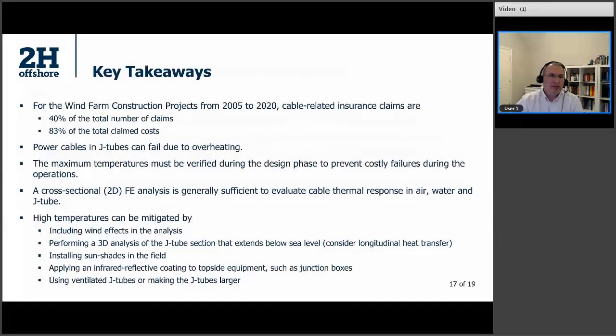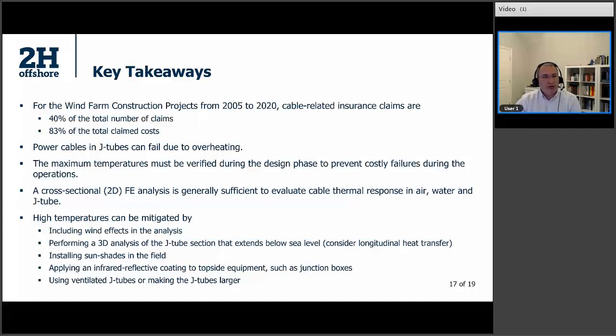So when we look at the key takeaways, if you start from the beginning, for wind farm construction projects from 2005 to 2020, cable-related insurance claims are 40% of the total number of claims, and 83% of the total claimed costs. So it shows that cable-related cost is quite important. And power cables in J-tubes can fail due to overheating, and the maximum temperatures must be verified during the design phase to prevent costly failures during operations.